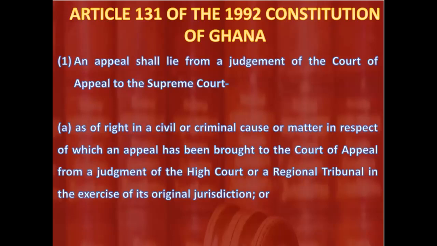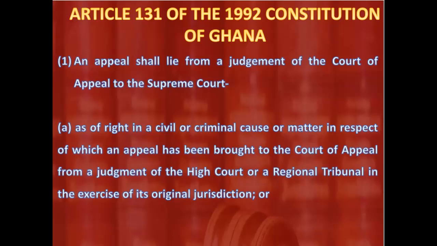What it means is that under Article 131 of the Constitution, the Constitution has clearly indicated that when there's a matter that originated at the High Court and an appeal has gone to the Court of Appeal in respect of that matter, under Article 131 an appeal shall lie from that judgment of the Court of Appeal to the Supreme Court. And it is important to note that this provision under Article 131 is found in the chapter of the Constitution that relates to the Supreme Court.